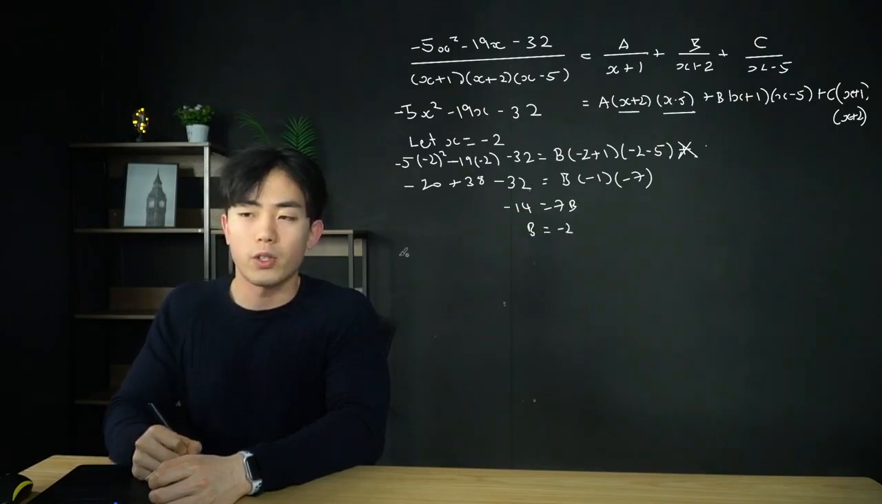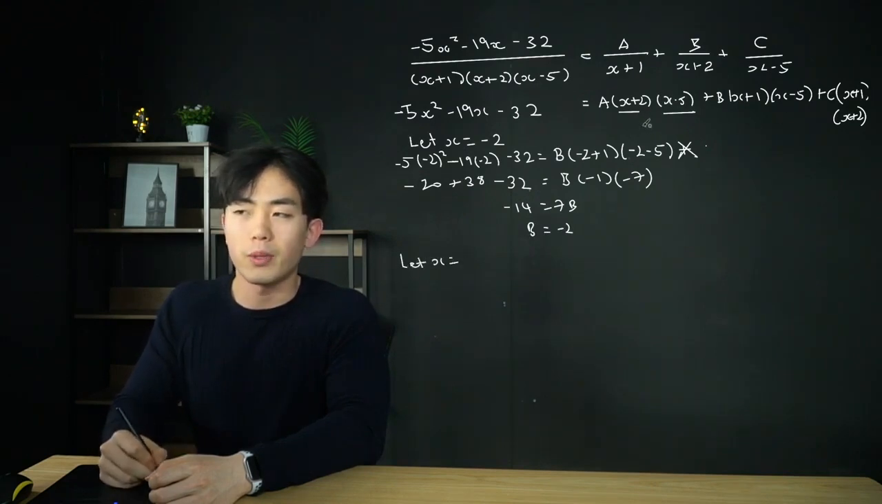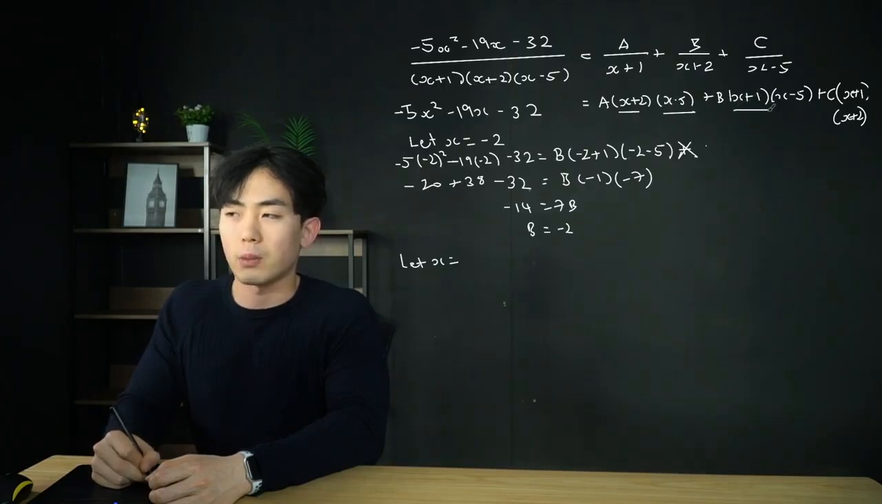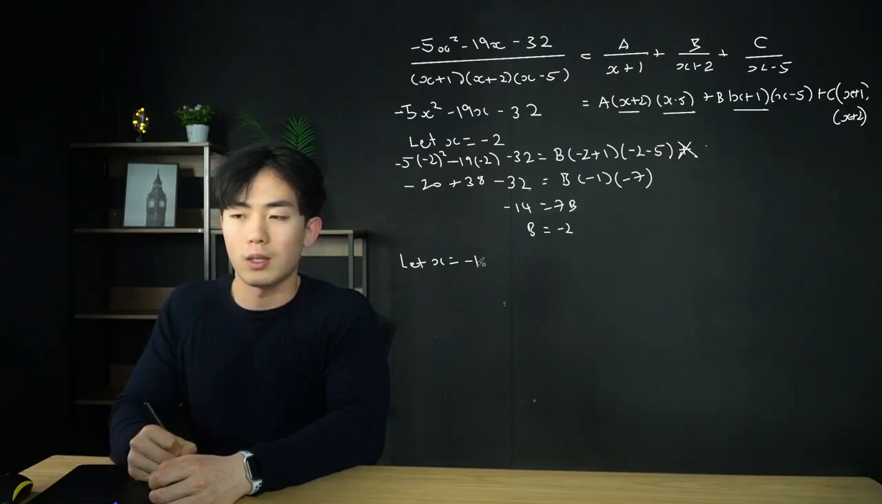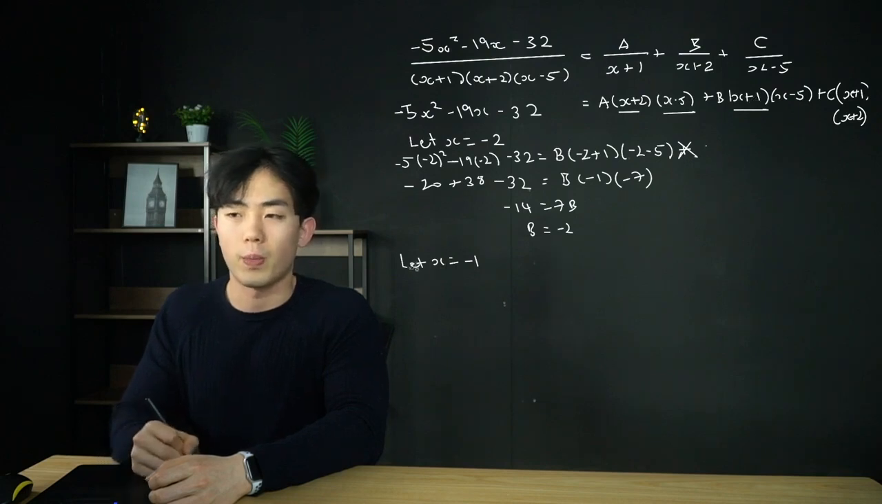Right, what's another substitution we can use? Well, let's let x equal to, in this case, we want to keep the a term, so let's try and get rid of this b term here. So as you can see with this x plus 1, if we let x equal to negative 1, then that b term should hopefully disappear.